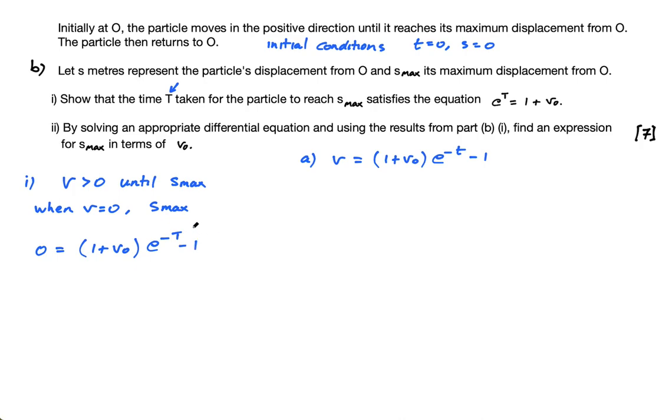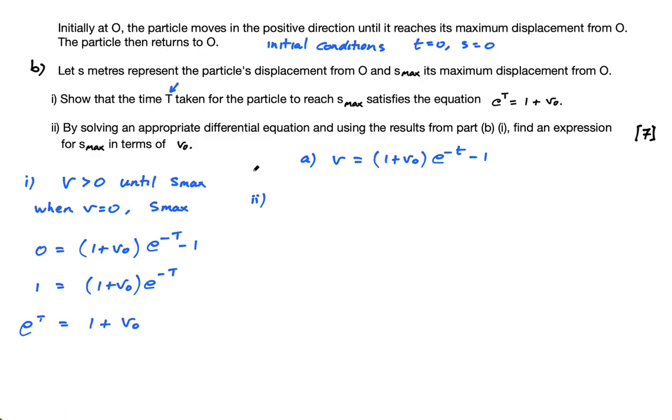Nearly there. I just need to add 1 over here. So I'm going to have 1 equals 1 plus V0 e to the negative T. And then I can say e to the T, because this is negative T here, e to the power of T is equal to 1 plus V0. And that's it, done. That's part I.